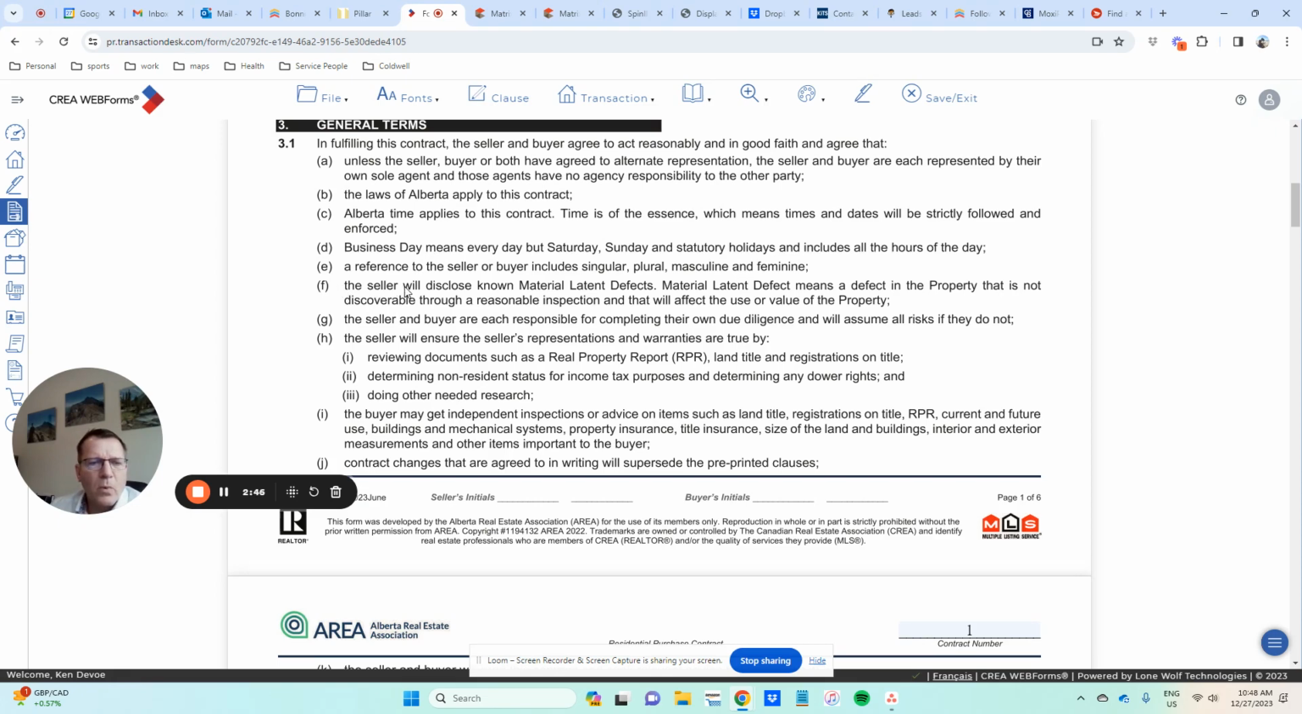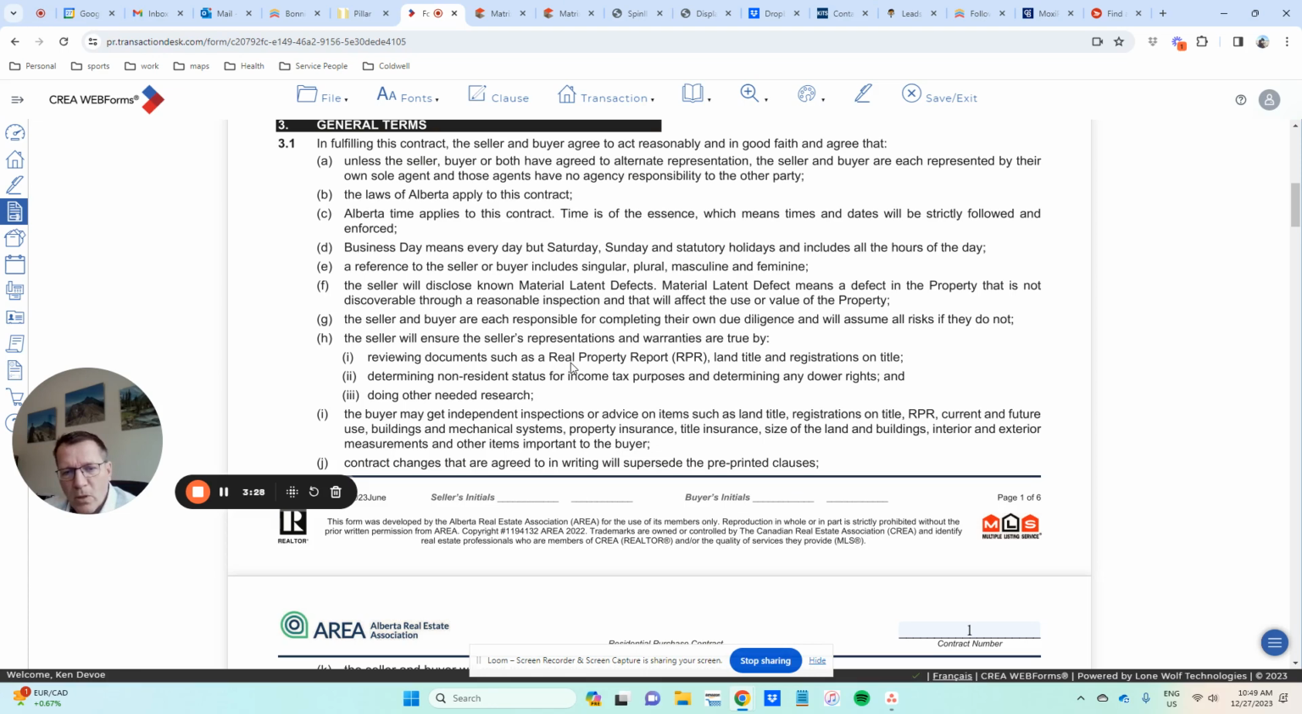And the big part of this one here is section F, where it says the seller will disclose any known material latent defects. And that means a defect in the property that's not discoverable through a reasonable inspection, and that will cause the value of the house to decrease or make the house hazardous to live in, things like that. Now, every property should have a real property report. A real property report is a sketch of your property, and it shows the house, the garage, sidewalks, decks. It's very important to get one that shows the major parts of your house.